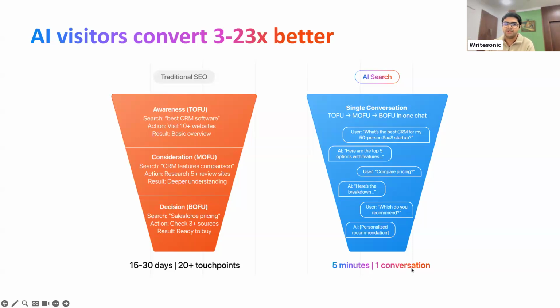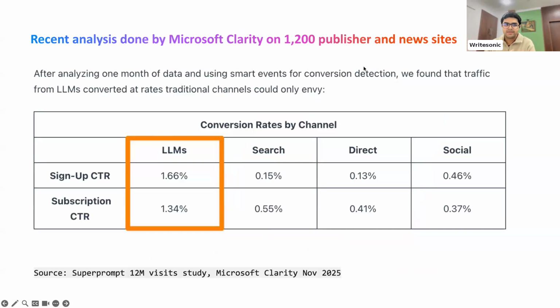So within 5 to 10 minutes in that one conversation, the customer is much more educated and aware about the market than if they were doing traditional search on Google, going through so many blue links and clicking through those. So it basically trims down your entire funnel. That's why these kinds of users from AI convert better. And this is what I was talking about.